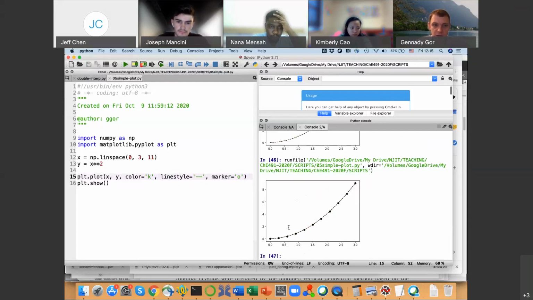So we had the linspace from 0 to 3 of 11 points. So it's showing us these 11 points and drawing a line in between. If we want to remove a line, we can just say line style is empty, and it will show just the markers. All right, so there are many ways to make the plot look how you want it to look.